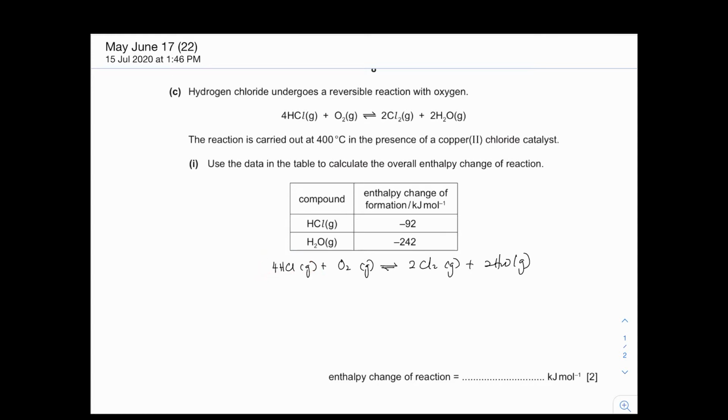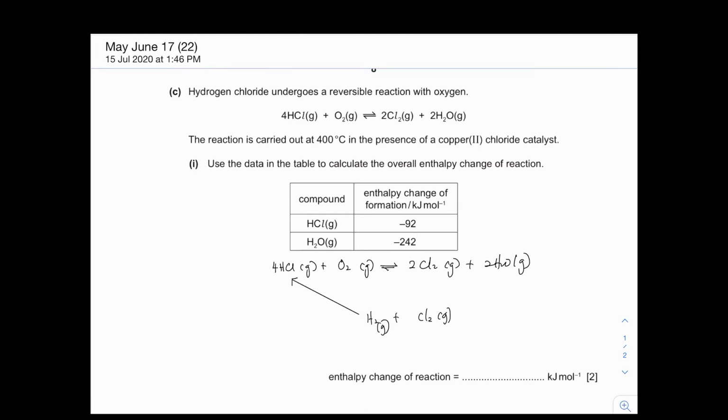Since HCl is here, and formation means that the HCl is being formed, the arrow has to point to HCl since it is a product. According to the definition of formation, it is formed from its elements in their standard state. So we need to write all the elements of HCl, which include H2 and Cl2 in their standard state. Then the next thing is that we have to balance the equation.